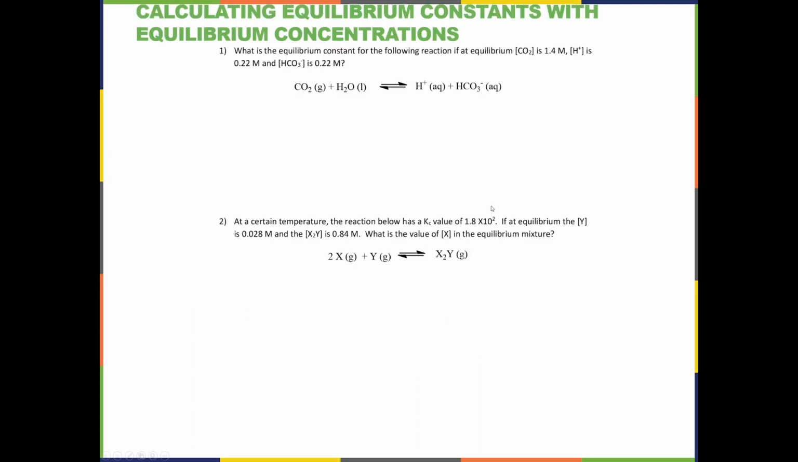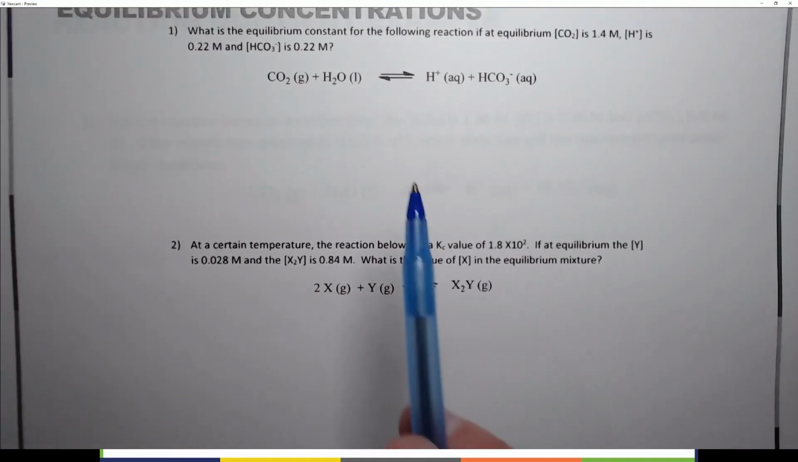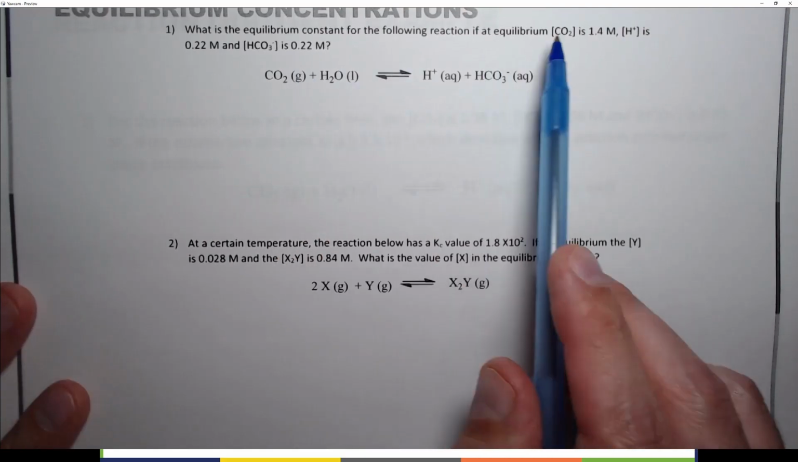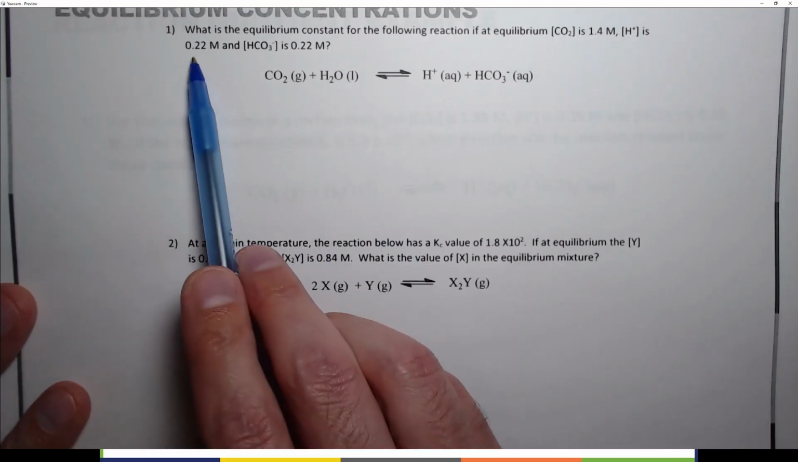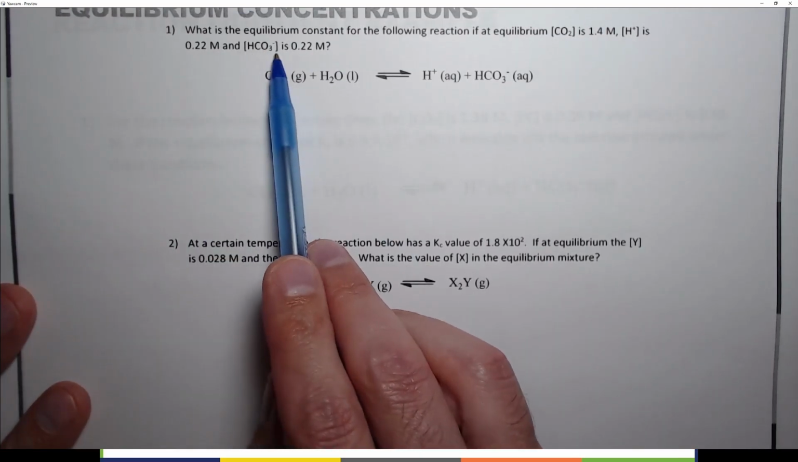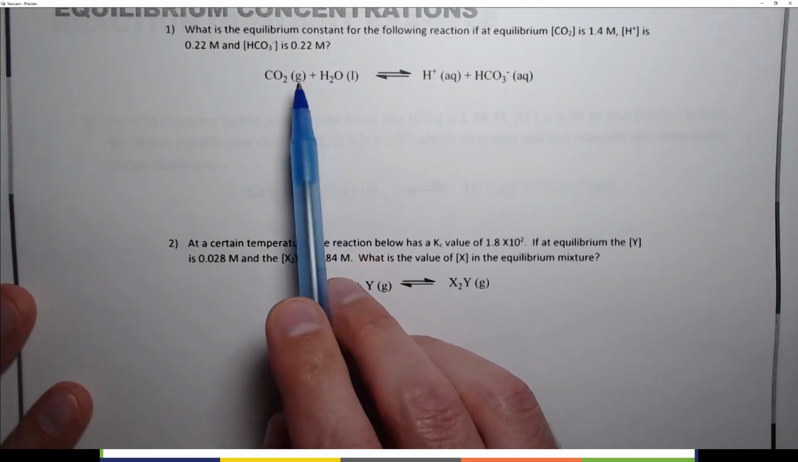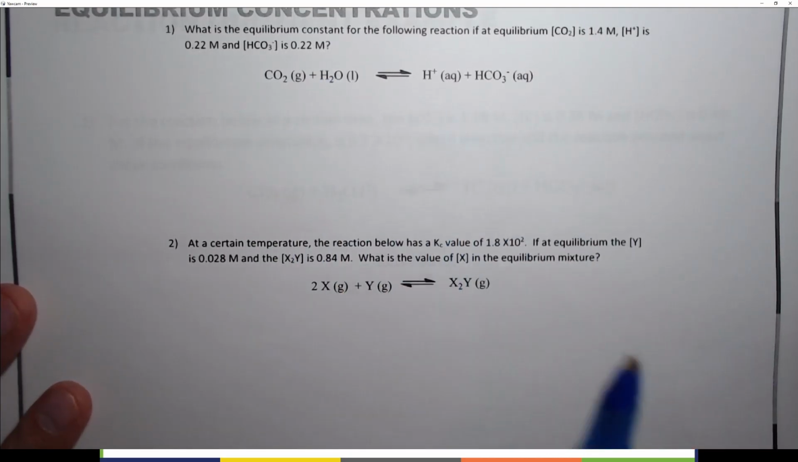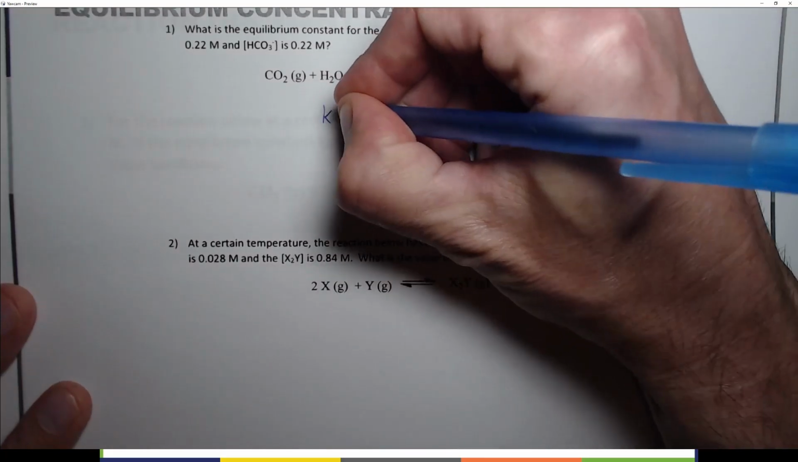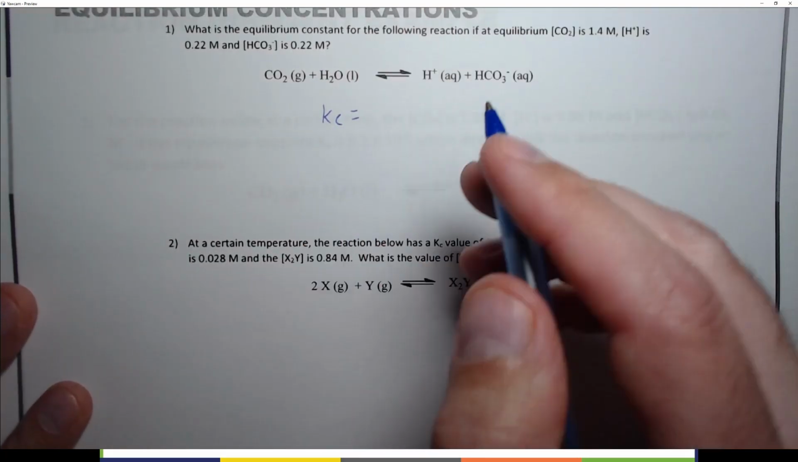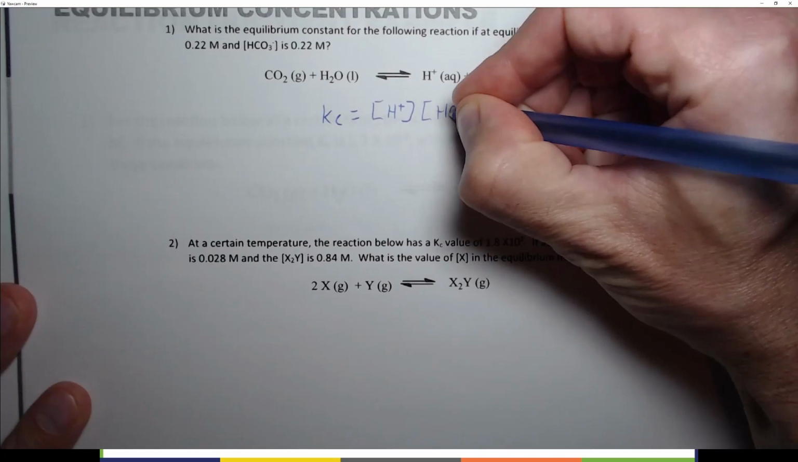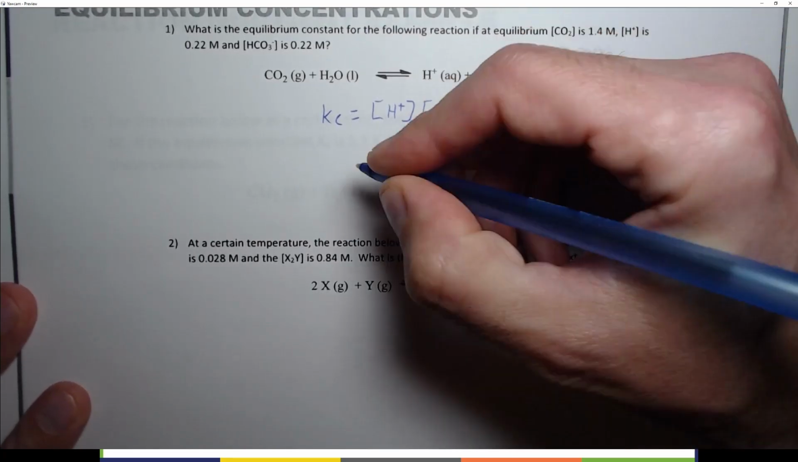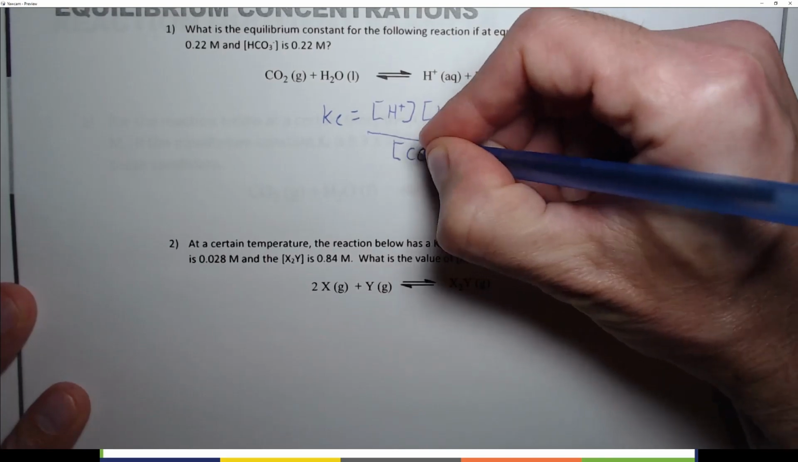So let's take an example here and solve this one out. It says, what is the equilibrium constant for the following reaction if at equilibrium the concentration of CO2 is 1.4 molar, the concentration of H plus is 0.22 molar, and the concentration of bicarbonate is 0.22 molar. So the first thing we want to do is write the equilibrium constant expression. Kc equals, now it's products over reactants. So the concentration of H plus times the concentration of HCO3 minus over the reactant concentration of CO2.